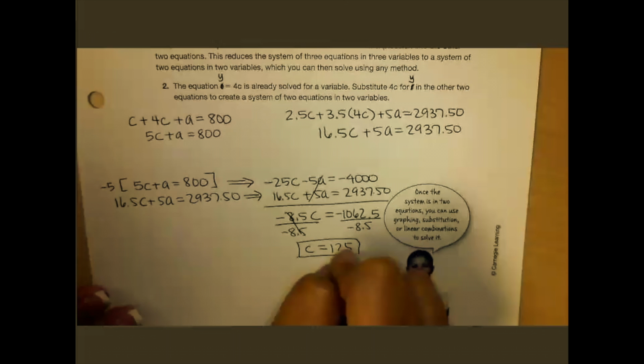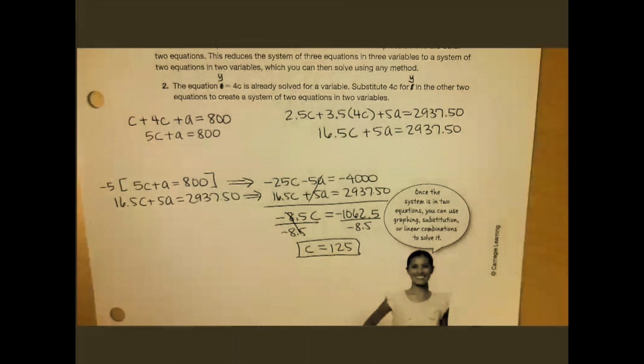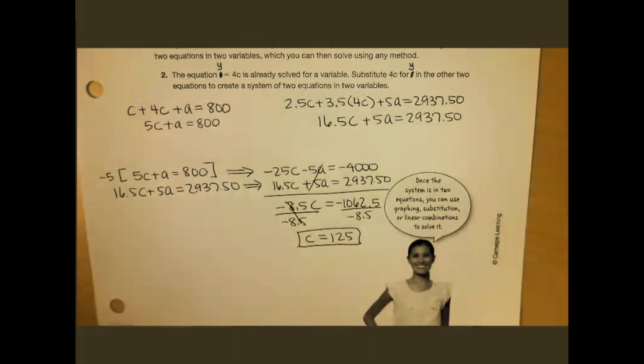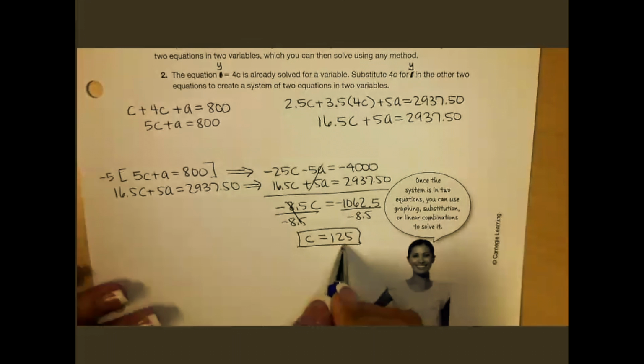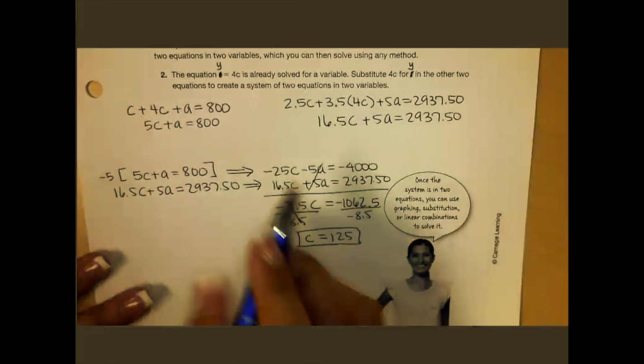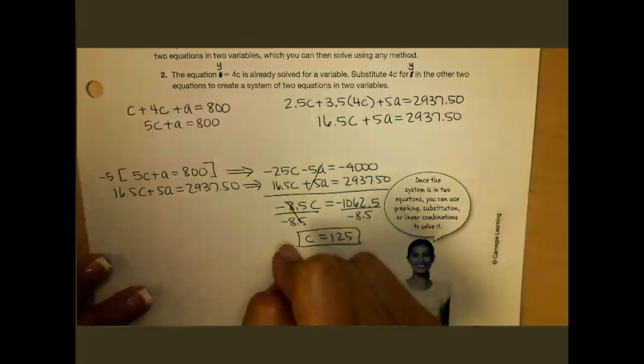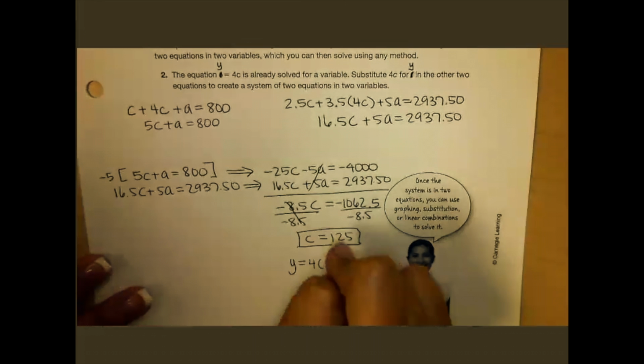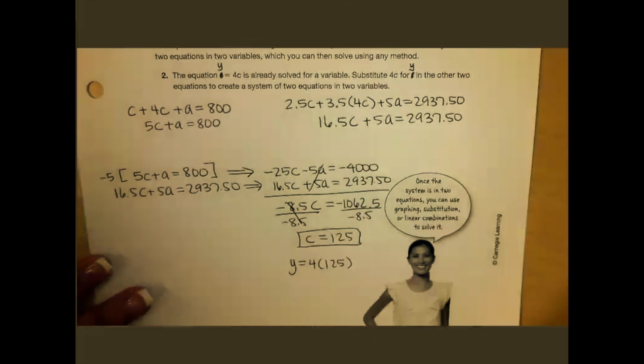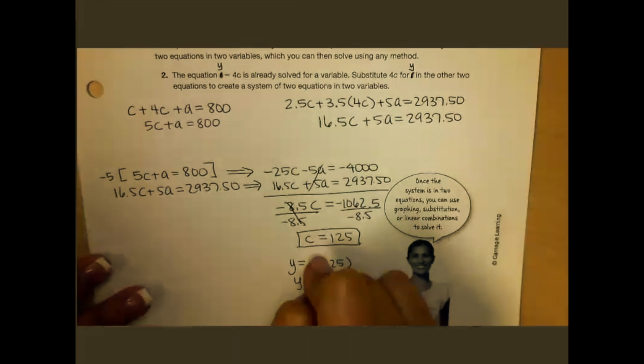Now we've got the number of children tickets. We don't stop there. We need to determine still what our other two variables are. So at this point, I'm going to go back and place that in the place of the C right here. That would be the easiest one to get next, our Y value. So we get Y is equal to 4 times 125. So Y is 500.